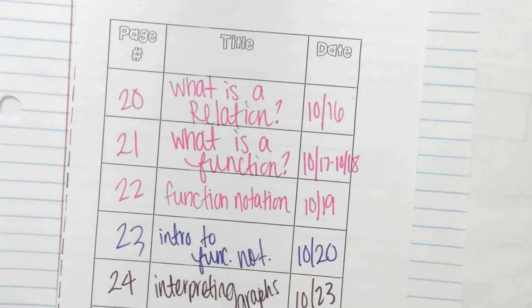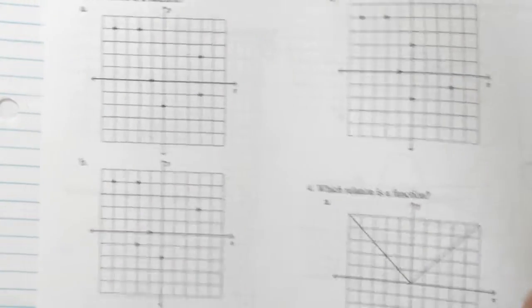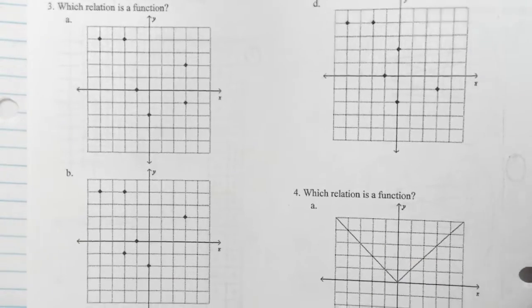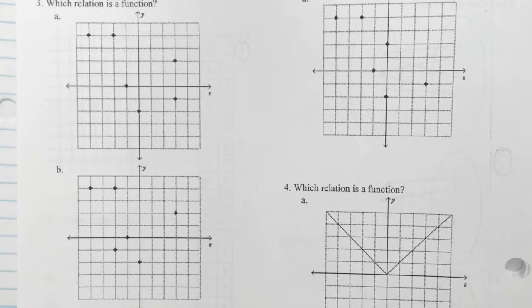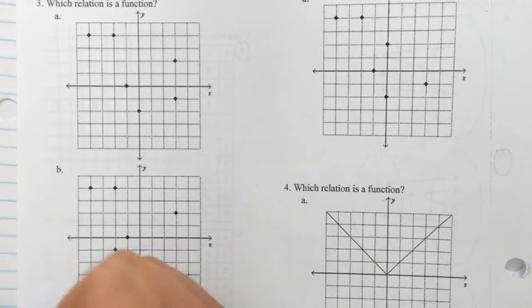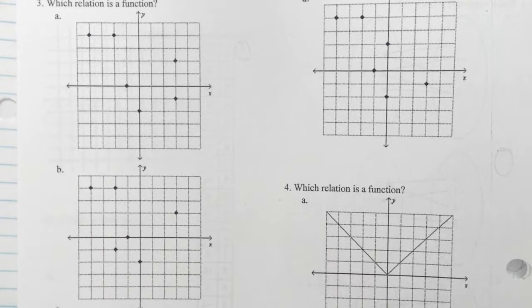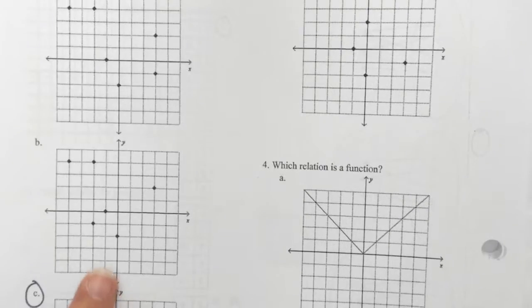Okay, let's look at the back. Number 3. Which one is a function? C is. I will agree with that because all the others you can draw a vertical line through it and hit 2 points, right? Yay! What about B?